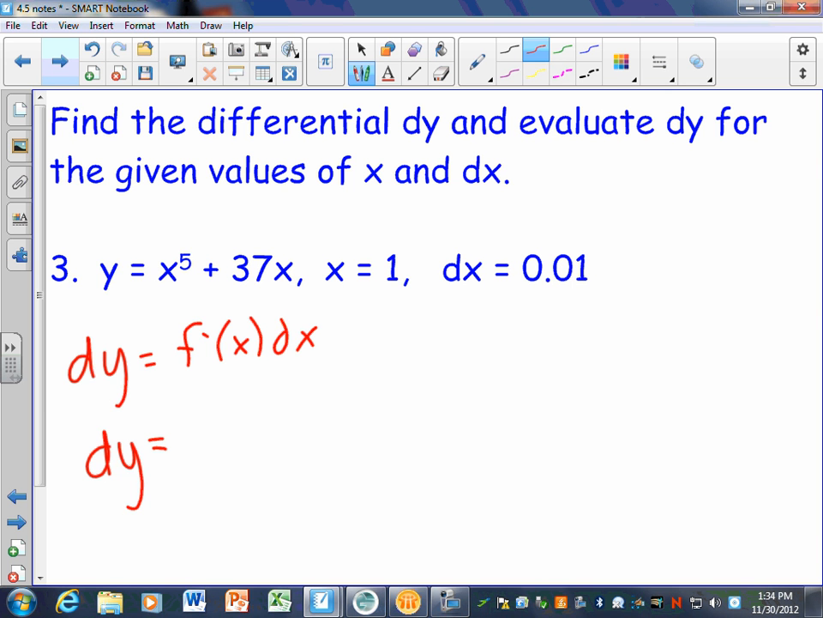It would be 5x to the 4th plus 37 times dx. And technically, we should probably put parentheses around that to remind ourselves that that dx is times the whole thing, not just times the 3x. Right, Caitlin?